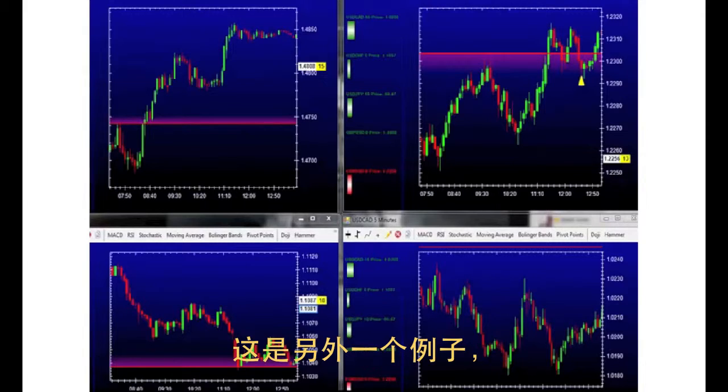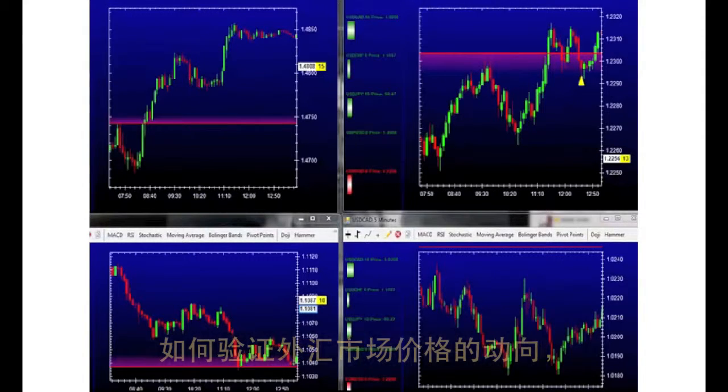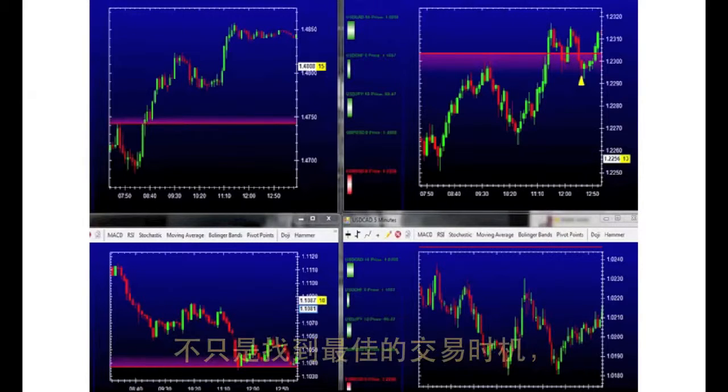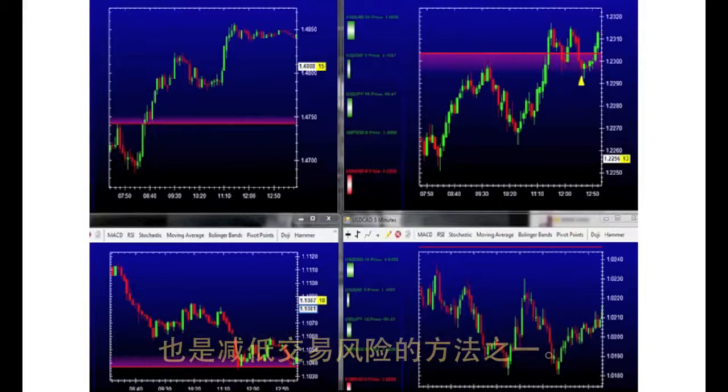Remember, in the market, we're never going to be 100% accurate when we trade, but we want to limit our risk. And this is another good example of how not only to limit your risk, but also how to confirm the price movement.